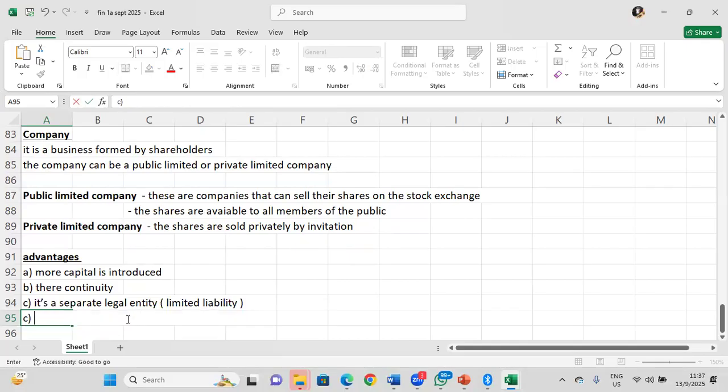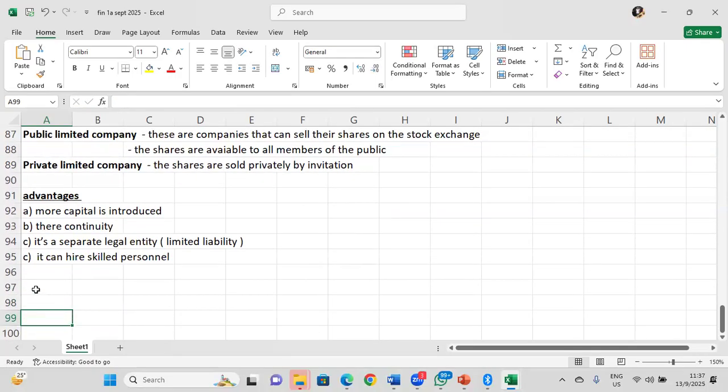Then also it can hire skilled personnel. If you're running as a company, you can access qualified people. We can't just say five O-levels and a degree for a sole trader, but for a company, we can hire people that are skilled. That ends up giving us a better advantage of success because we are running the business with skilled people.